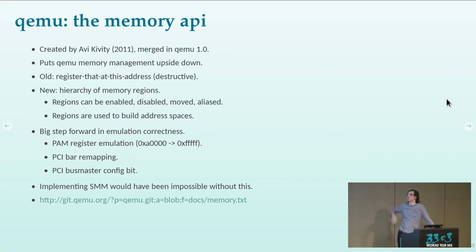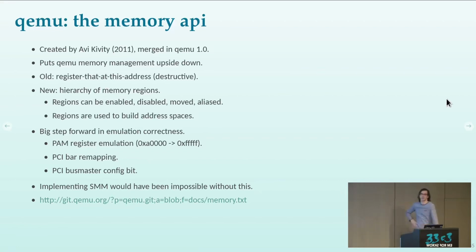This wasn't the case before we had the memory API. And another interesting one, which caused quite some bugs, is that each PCI device got its own address space for DMA. And if you don't turn on the busmaster DMA bit in the PCI config space, we also don't turn on this memory region, with the effect that DMA stops working.